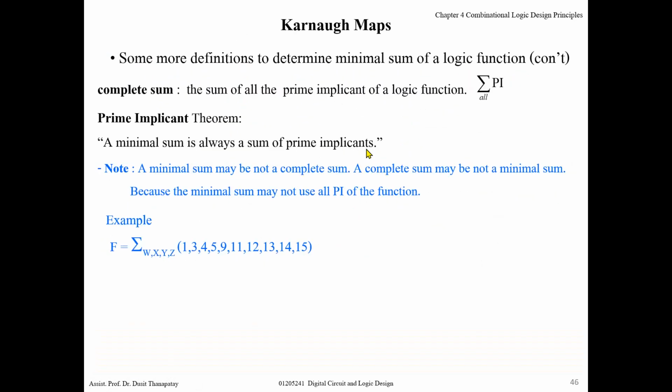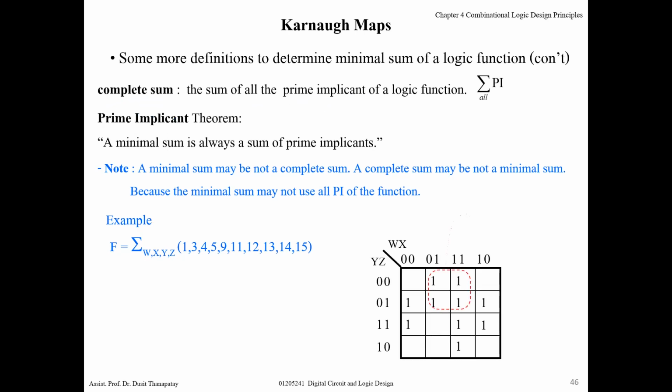So, if you want to make the function right in minimal sum, you must use prime implicants. It is called the prime implicant theorem. A minimal sum is always a sum of prime implicants, just selected ones. But anyway, if you use all prime implicants of the function, it's called the complete sum.